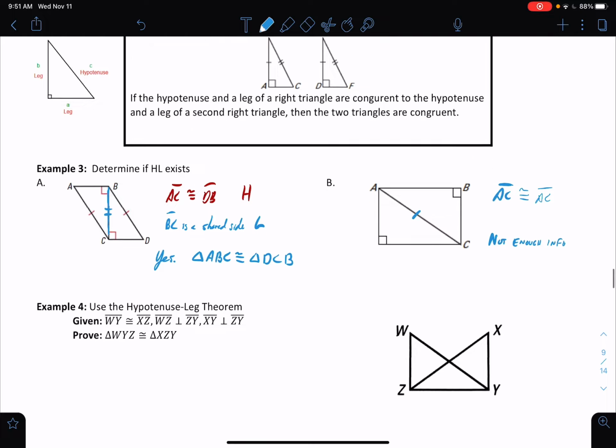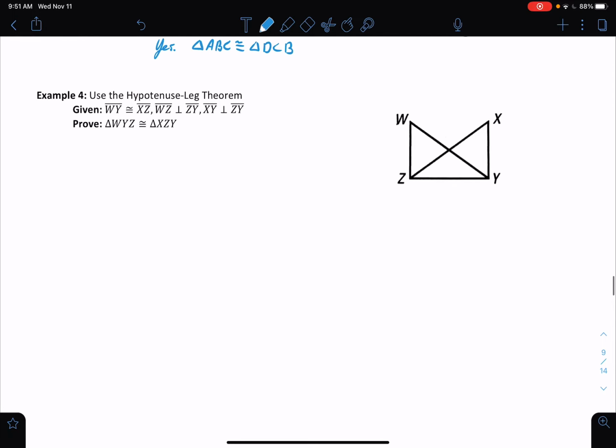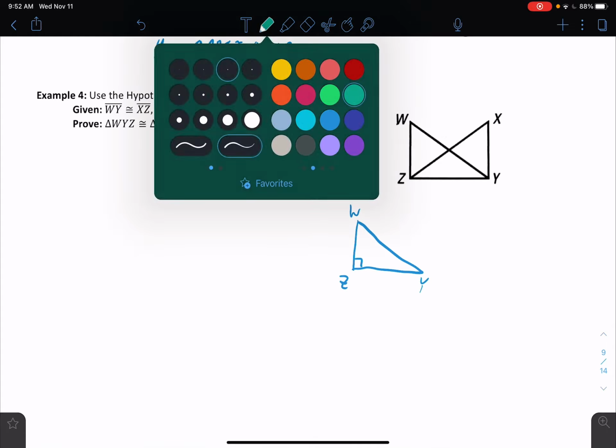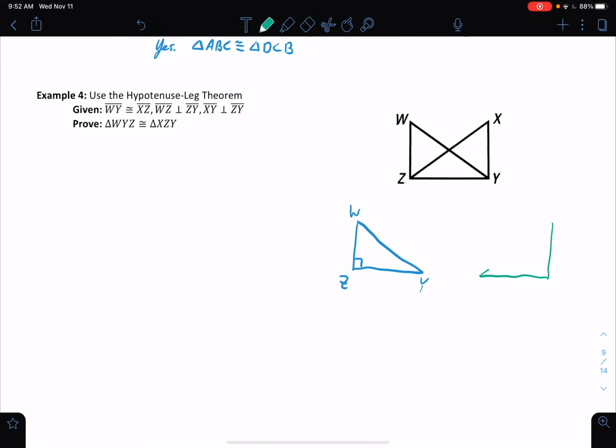All right, let's get into a formal proof. Okay, use the HL theorem. I'm telling you that WY is congruent to XZ. WZ is perpendicular to ZY. XY is perpendicular to ZY. And I'm asking you to prove that the two triangles are congruent. Now, this can look complicated because these two triangles are literally overlapping each other. All right, so one thing that I might do to help out is draw them separately. Draw my simpler diagram, okay? That way I can see these two triangles separately and I can understand what's going on.